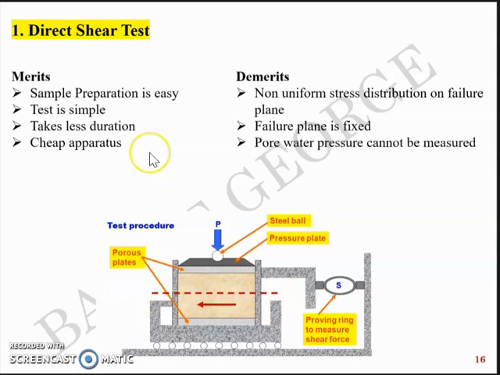Another demerit is that the pore pressure cannot be measured. Soil is not usually dry all the time. It has water content in it, and it will of course have pore pressure generated when you apply stress. This pore pressure cannot be measured using the direct shear test. The lateral deformation is not allowed. As you can see, it's a box here, and when you apply stress, the box setup doesn't allow the soil to deform laterally, and of course that's a demerit as well.